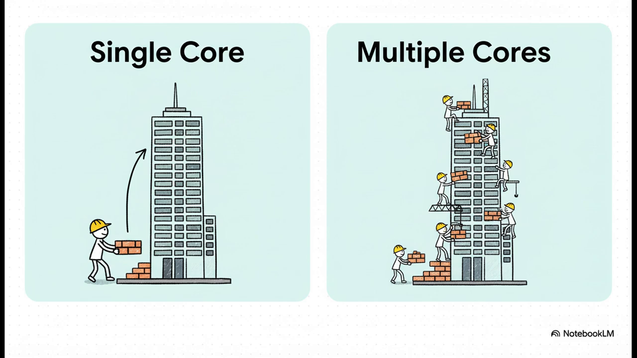Okay, imagine you're trying to build a skyscraper. A single-core processor? That's like one very dedicated but very lonely worker trying to do it all by themselves, laying every single brick one by one. I mean, talk about a bottleneck. So what's the solution? You bring in a whole crew, right? Multiple cores, all working on different floors at the exact same time. And that, right there, is the whole idea behind parallel processing.